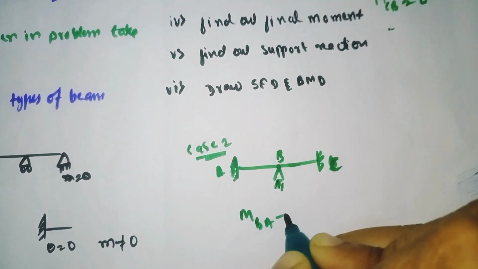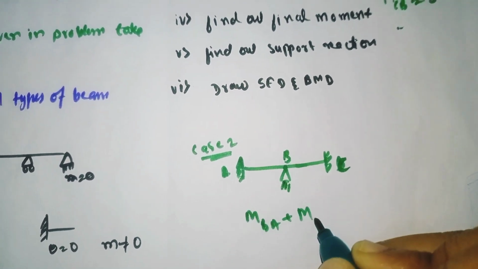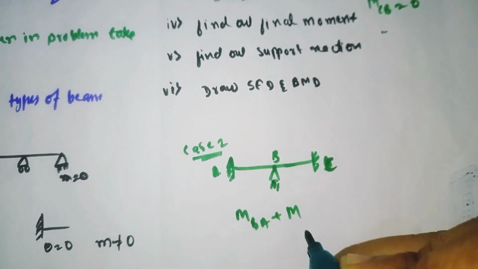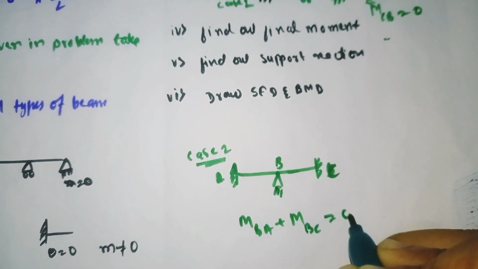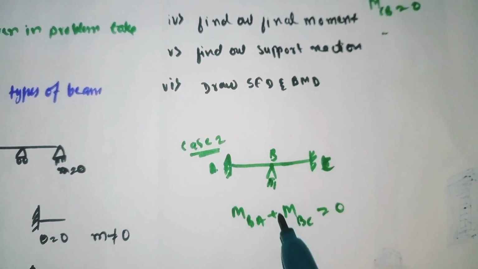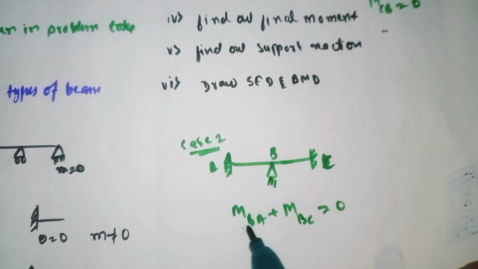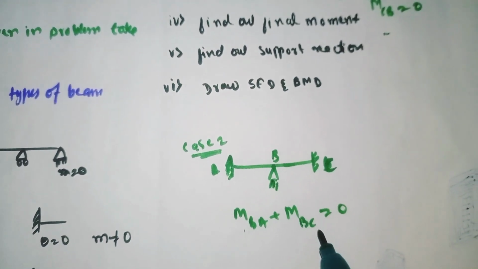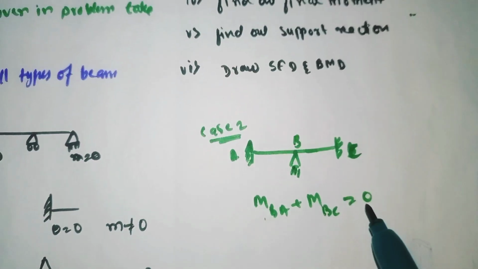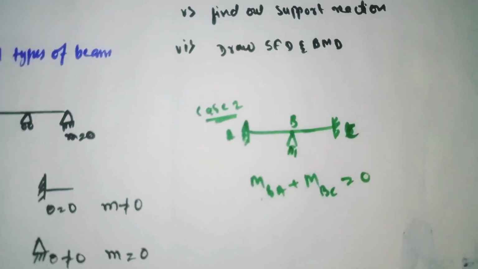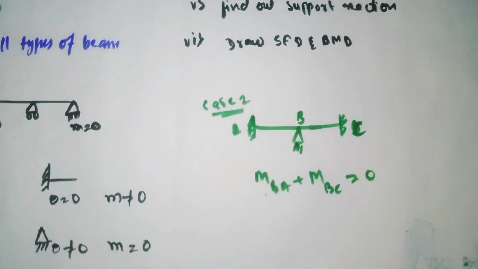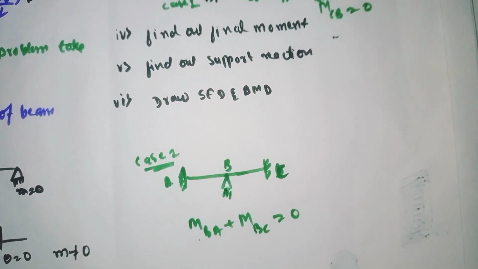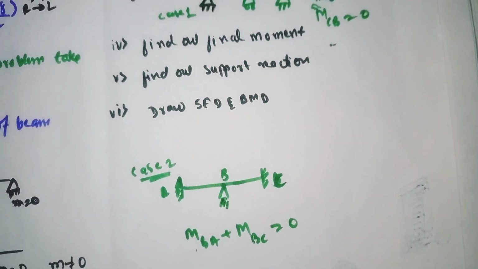Here the addition of MBA and MBC is equal to 0. When we add the moment about BA plus the moment about BC, the answer will come out as 0. The addition of these two will be 0. This is our case 2. While solving the problem in detail, I will explain.